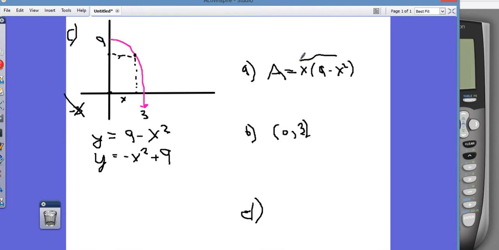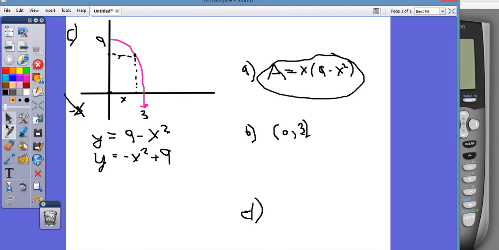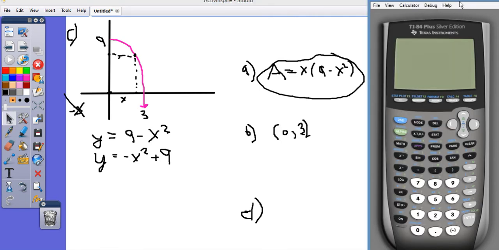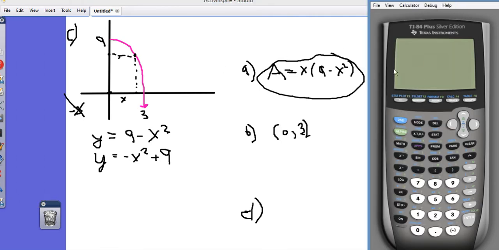Remember, this is now our area function. What I did was I used our graphing calculator to get an idea of what this area equation looks like. So let's turn this on. I graphed the 9x minus x to the third. Now this is telling us for this function what's the maximum value. Well, it looks like the maximum value is going to be up here. It's hard to tell what that is.